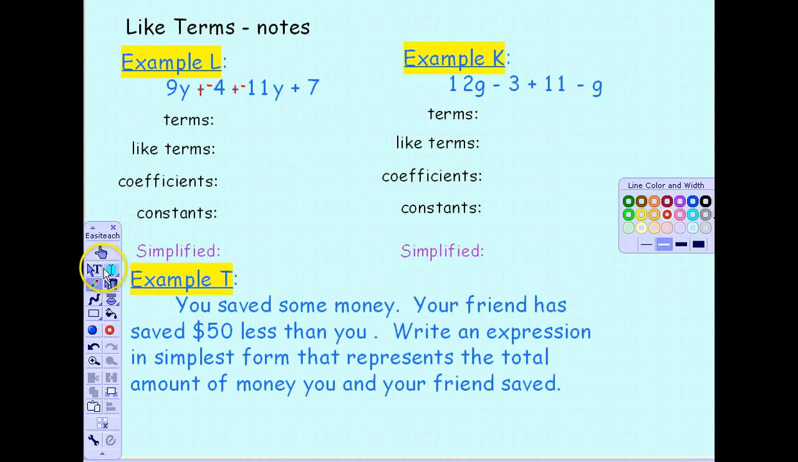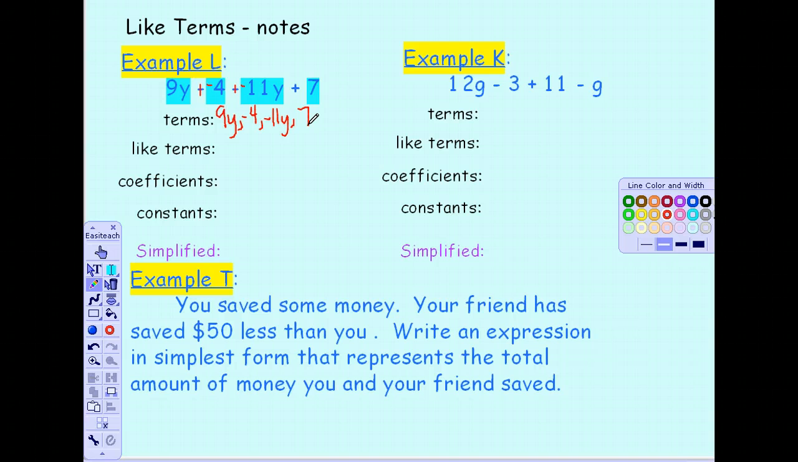Now we're going to look at the terms. I'm going to use my highlighter to highlight each of the separate terms. We talked about terms being a number, just a variable, or a number times a variable. So in this case we have four terms, and the terms are 9y, negative 4, negative 11y, and 7. Those are the four terms.